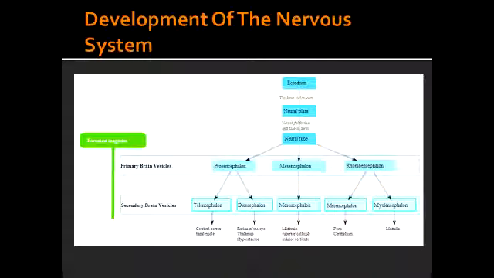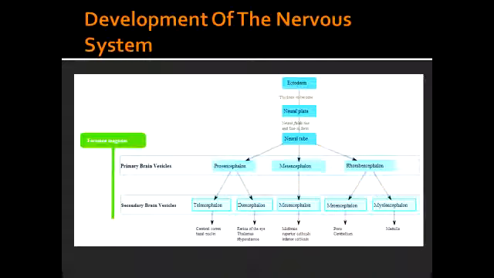These structures then differentiate. The prosencephalon will differentiate into telencephalon and the diencephalon. The mesencephalon stays mesencephalon, and the rhombencephalon becomes metencephalon and the myelencephalon. The telencephalon then differentiates into becoming the cerebral cortex and the basal nuclei. The diencephalon differentiates into becoming the retina of the eye, the thalamus, and the hypothalamus.